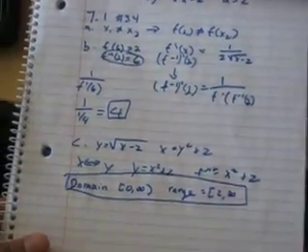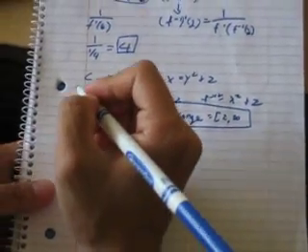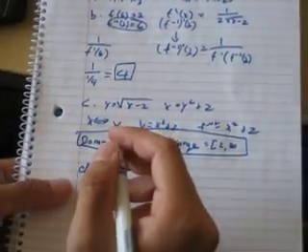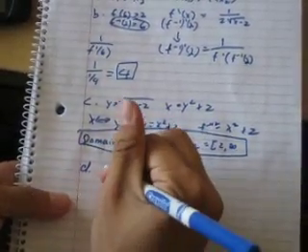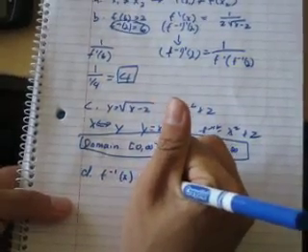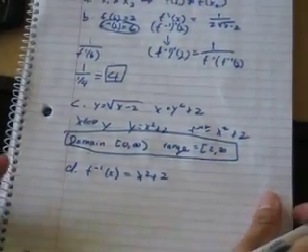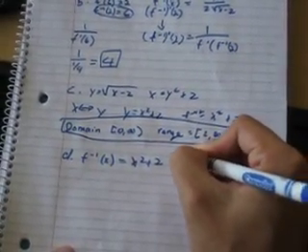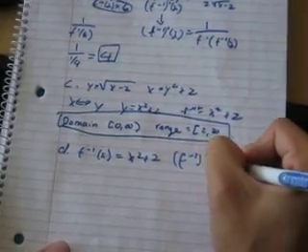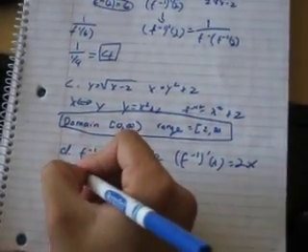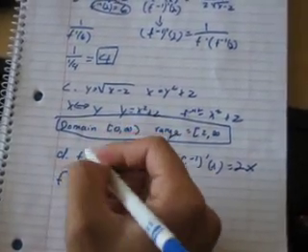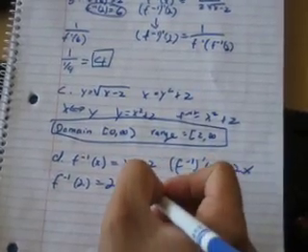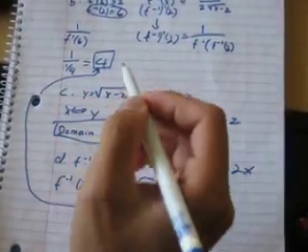Okay, and then for part D, it asks you to calculate f inverse prime of A using the formula and check with part B. So for part D, you have f inverse of x equals x squared plus 2. Now you just plug in your 2 to the derivative of the inverse, which is 2x, and you find out that f inverse prime, when you plug in 2, will be 2 times 2, which equals 4, and this matches with your B.